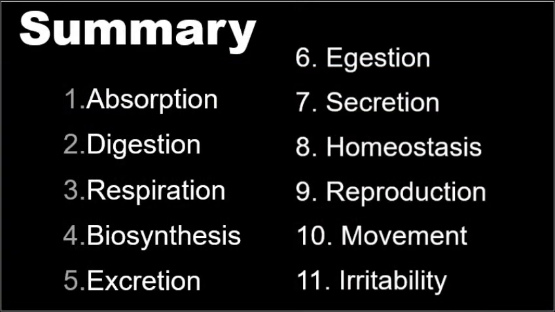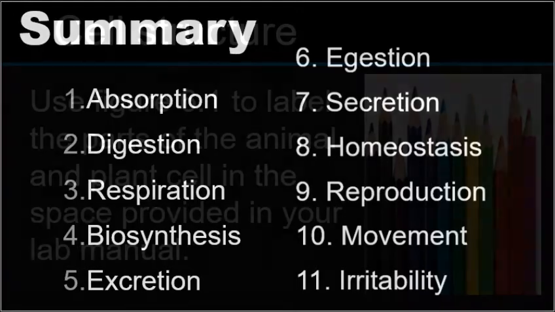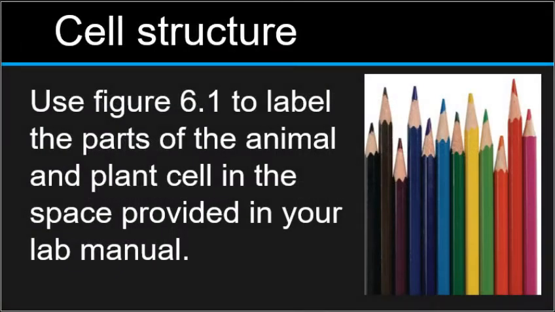Here's our summary of the 11 things. Absorption, digestion, respiration, biosynthesis, excretion, egestion, secretion, homeostasis, reproduction, movement, and irritability. All right, so these are the functions that cells undergo to maintain that homeostasis. That's weird that that's part of it, because homeostasis is what's trying to be maintained, and it's doing all these things to maintain that.